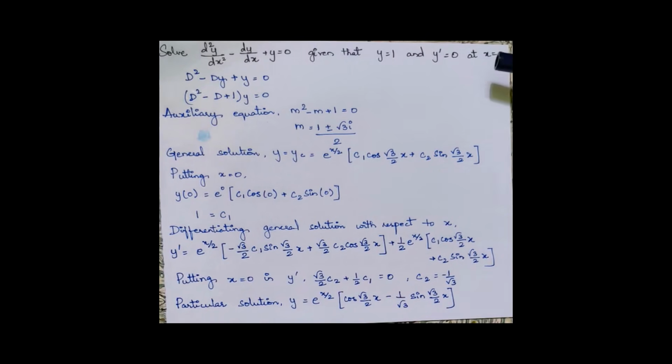It is given that on substituting x equal to 0, we obtain y to be 1. That is, the general solution is 1. On doing that, we obtain that c1 is equal to 1. Then we differentiate the obtained general solution to obtain y dash, and on substituting x equal to 0, we obtain root 3 by 2 c2 plus 1 by 2 c1 equal to 0. Now c2 is equal to minus 1 by root 3 as c1 is equal to 1. Then the particular solution becomes e to the power of x by 2 into (cos root 3 by 2 x minus 1 by root 3 sin root 3 by 2 x).